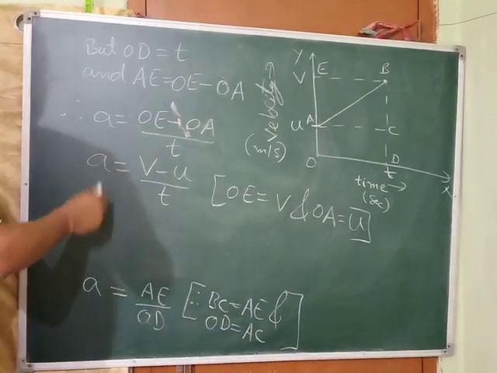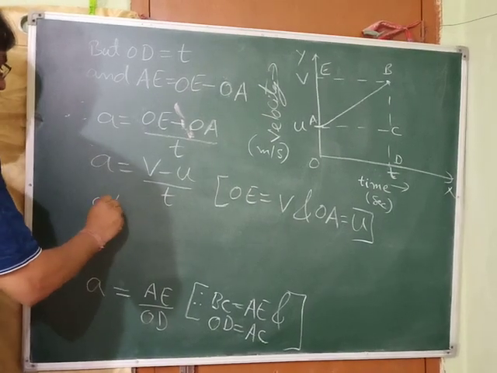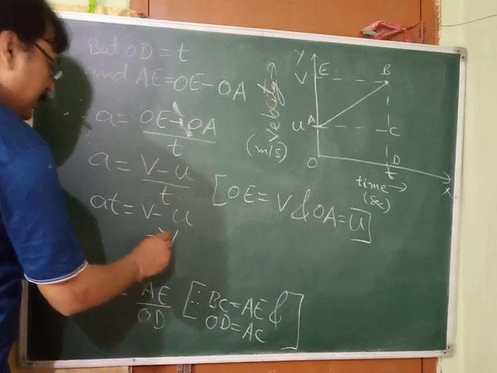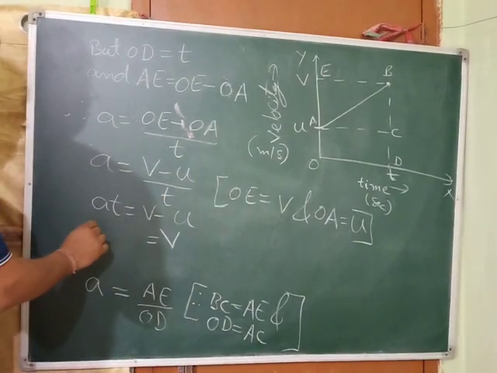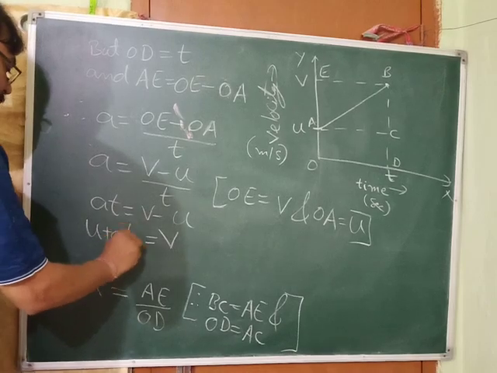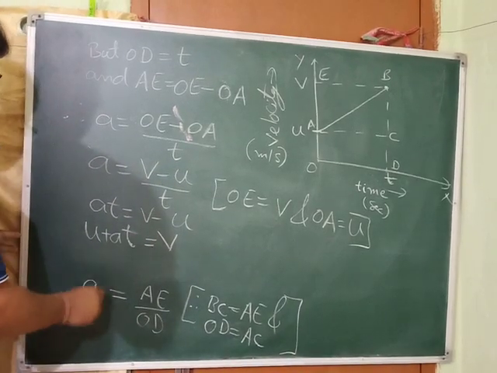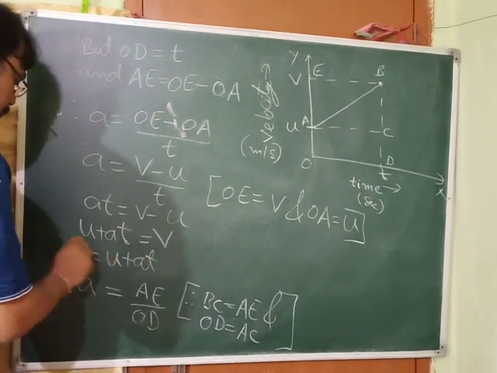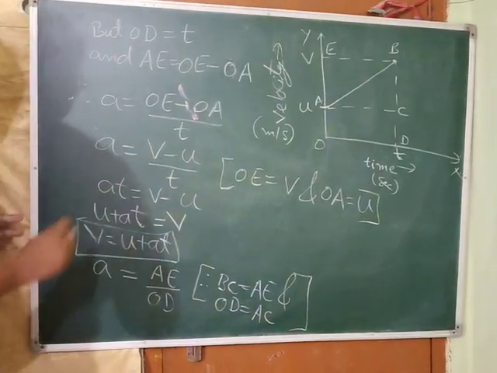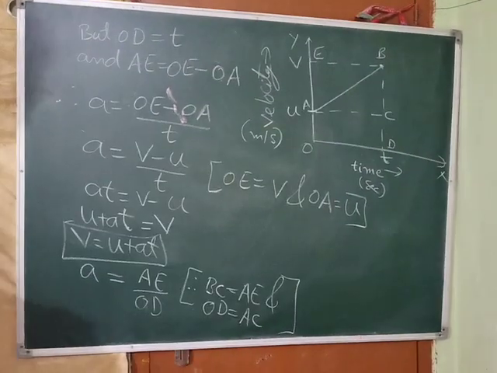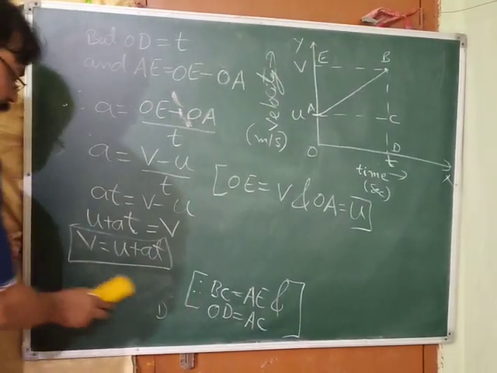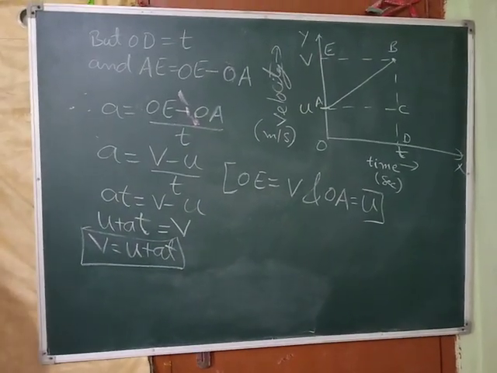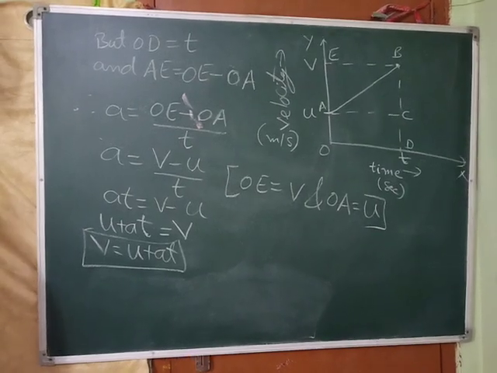Now, we can cross multiply this T, so we get AT is equal to V minus U. So you can keep V here, take U this side, U will become positive. So V is equal to U plus AT. This is our required equation. Now I will drop this last one, which is not needed now. So in this way, we graphically got our first equation of motion, V is equal to U plus AT.